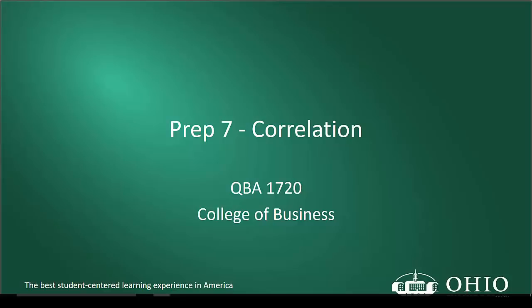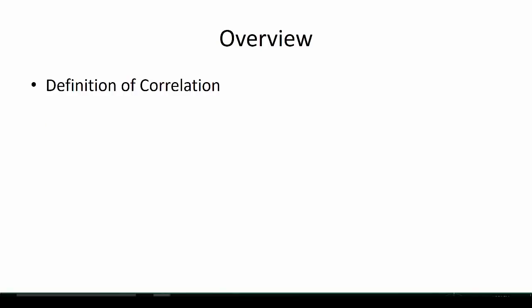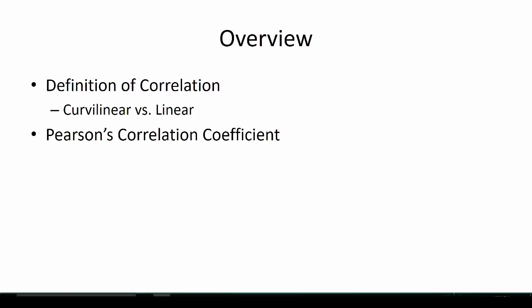Prep 7, Correlation. In this video, you will learn the definition of correlation, as well as the difference between linear and curvilinear relationships. You will also learn how to compute a Pearson's correlation analysis on Excel, and you will learn how to interpret the results of that analysis. Finally, you will learn about the limitations of drawing a causal relationship based on a correlational analysis.